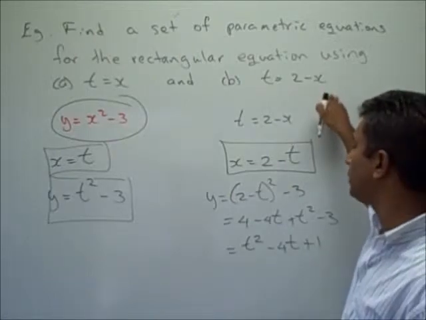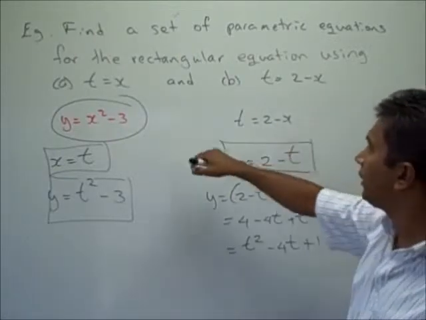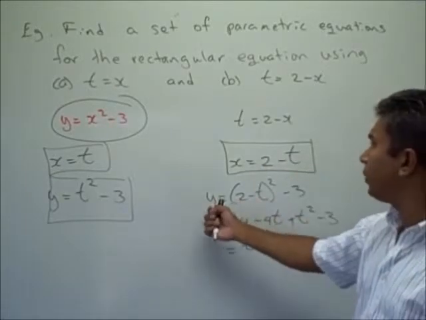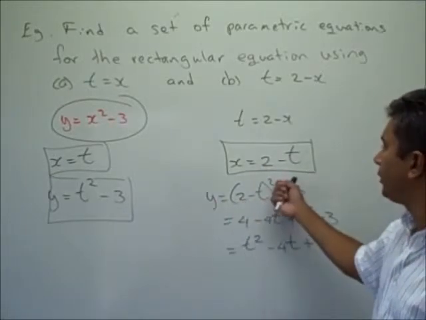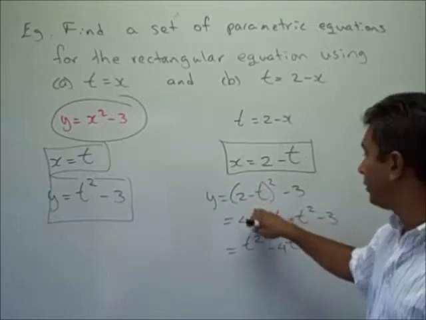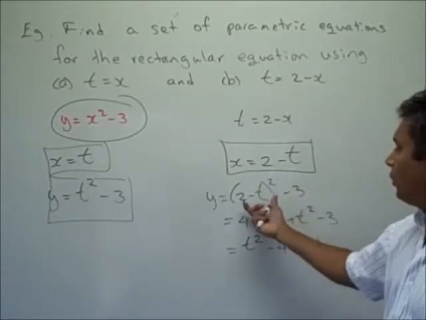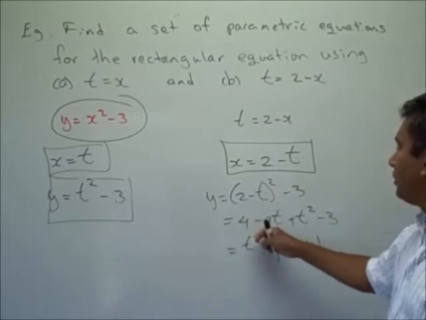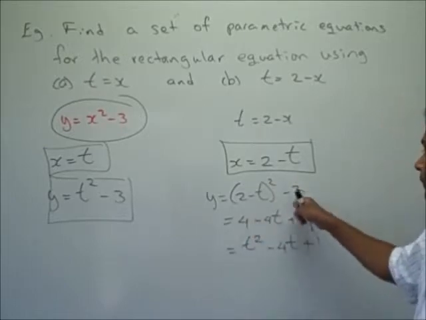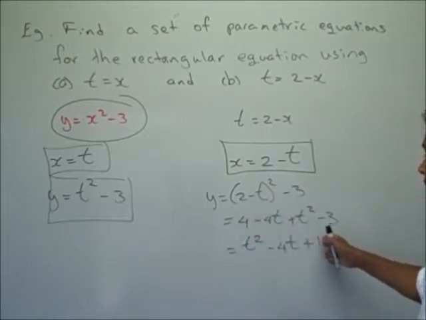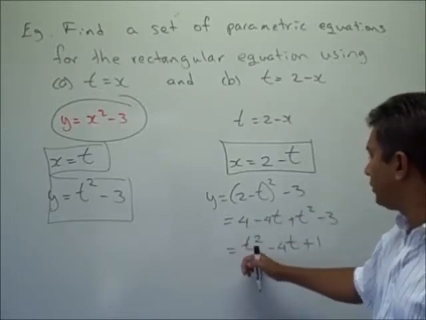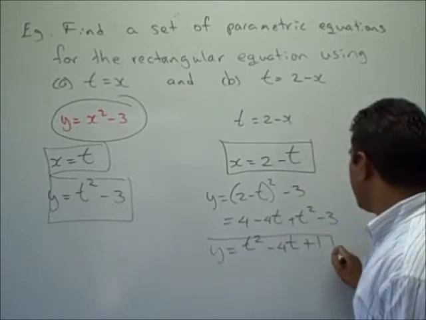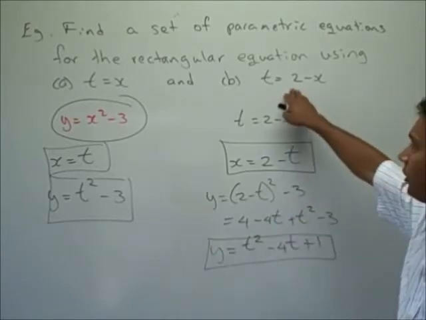To get our second parametric equation, we're going to replace x with (2 minus t). So this becomes y is equal to (2 minus t) squared, since x was being squared, minus 3. When we simplify (2 minus t) squared, we get 4 minus 4t plus t squared, and we have our minus 3. And this simplifies to give us t squared minus 4t plus 1. So here's our second parametric equation for this condition.